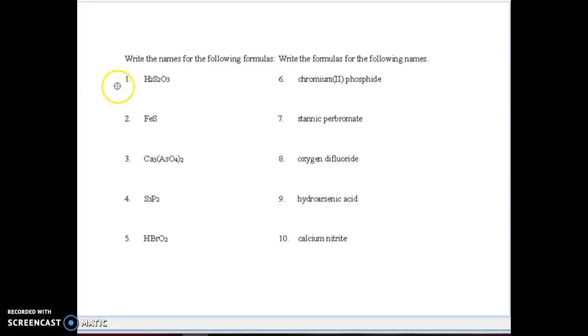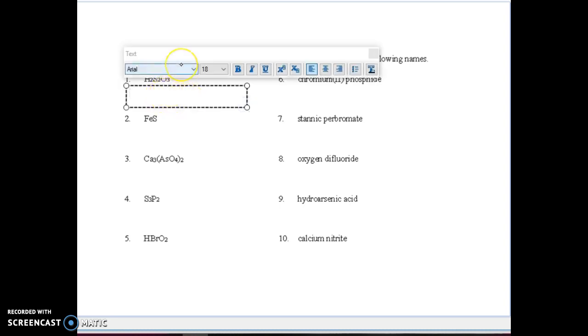All right, ladies and gentlemen, you asked for a little extra practice on naming and formula writing, so here we go. I'm looking at this first formula here, H2S2O3. I noticed right away that it is an acid because it starts with H. The next thing I want to do is figure out what S2O3 is called. According to my yellow sheet, S2O3 is thiosulfate. So I'm going to change thiosulfate to thiosulfuric and add the word acid.